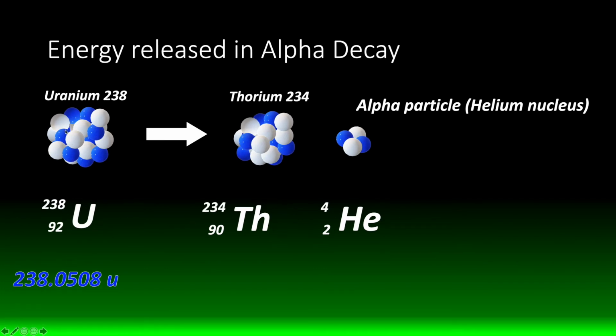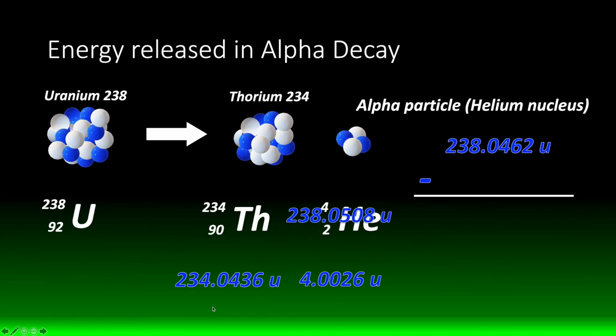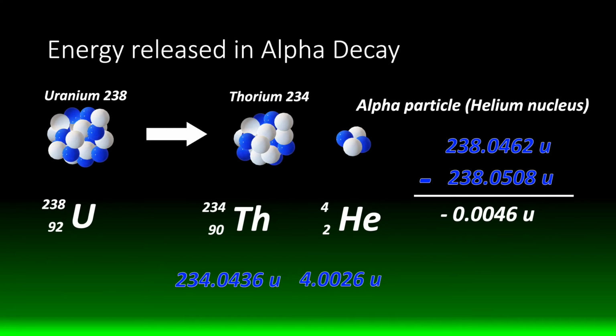So first, the mass of uranium-238 in atomic mass units is 238.0508. And the mass of thorium-234 is 234.0436, and the helium, 4.0026, and these are in atomic mass units. So I have my total at the start. Next, let's find the total at the end. So I've just added those 2 together, and then I'll take my final mass and subtract that from the initial mass that we had. Do that subtraction, and I get an answer of negative 0.0046 atomic mass units. So if that much mass was lost, we now just want to turn that into energy.